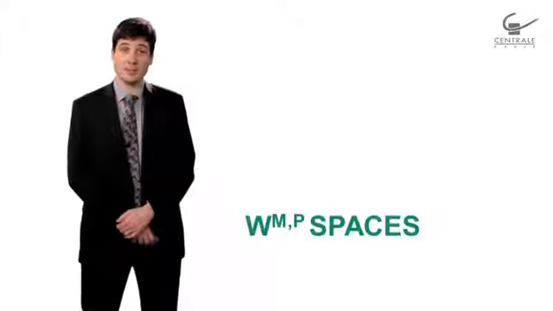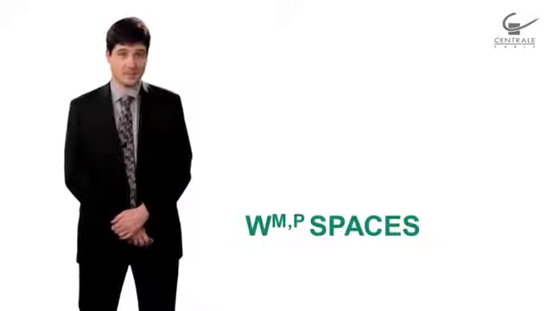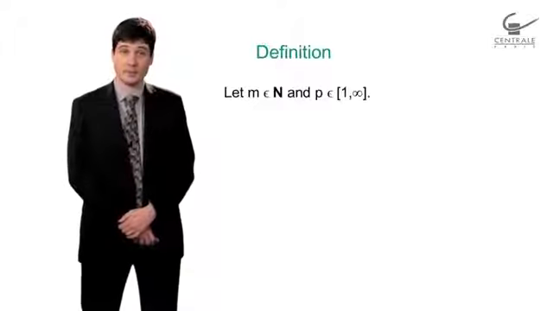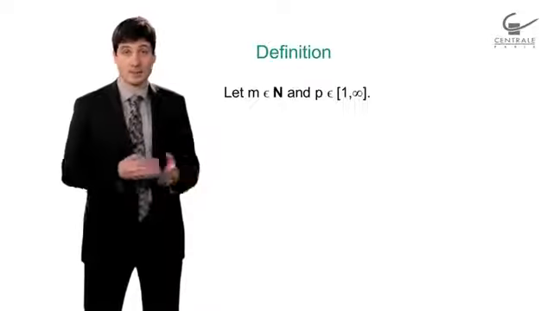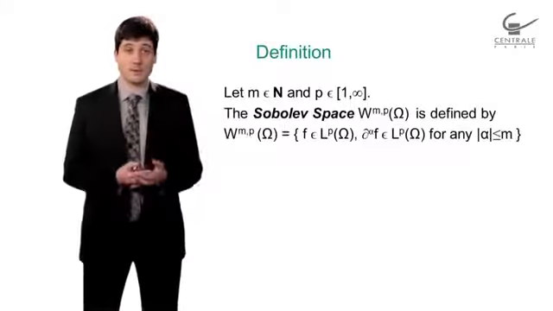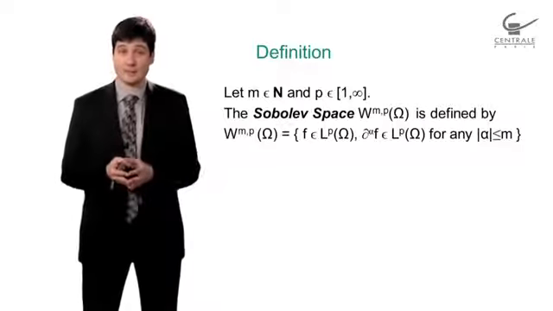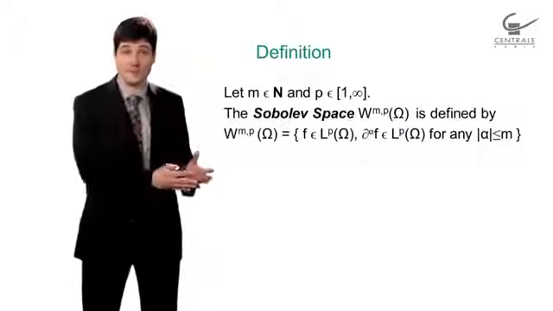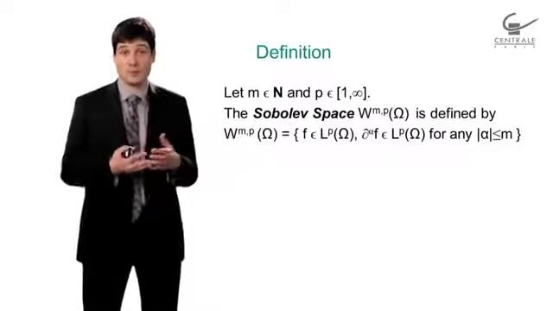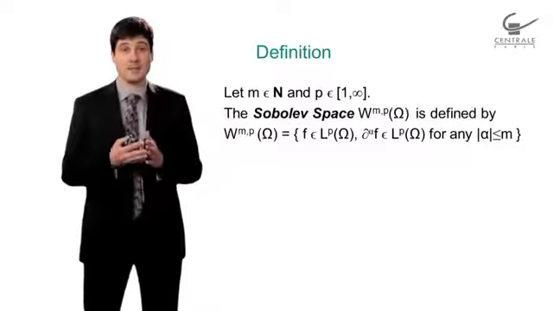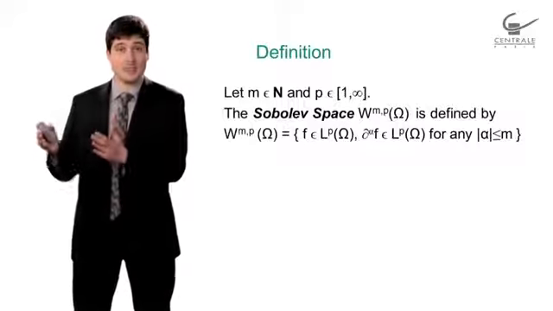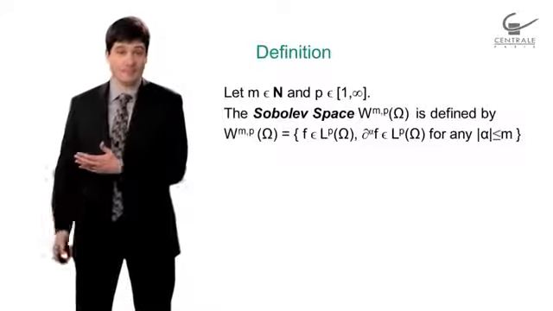Let us define W^{m,p} spaces. Let's start with m, an integer, and p, a real number between 1 and plus infinity, and sometimes not a real number, simply infinity. Now, a Sobolev space, W^{m,p}, will be defined as the set of all functions f that are in L^p, such that the derivative with respect to the alpha multi-index is in L^p, with the absolute value, so to speak, of the multi-index smaller than m.